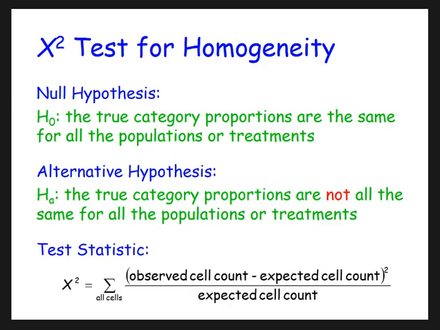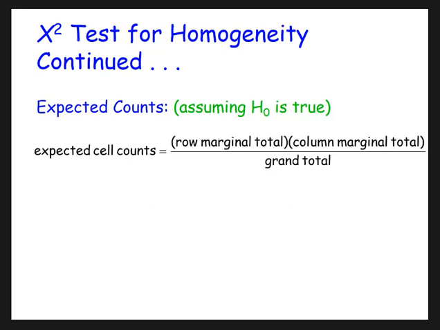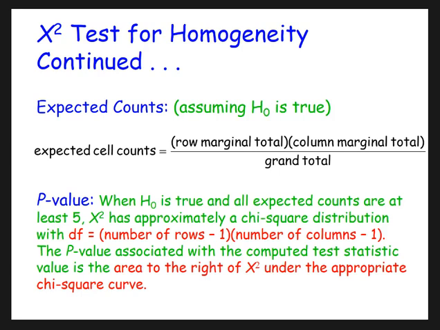Our test statistic is the same as it was for the univariate. It's the observed minus the expected. We square that difference and then divide the square by the expected amount, and we add those all up. So if we assume that they're independent, we assume that the proportions are the same. The row total times the column total divided by the grand total gives us the expected value. The p-value then has to be looked up in that table.